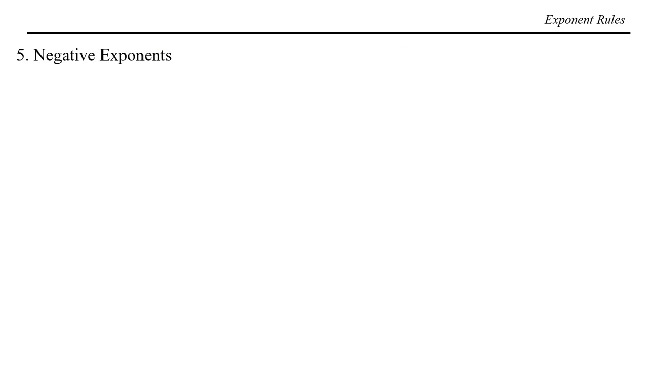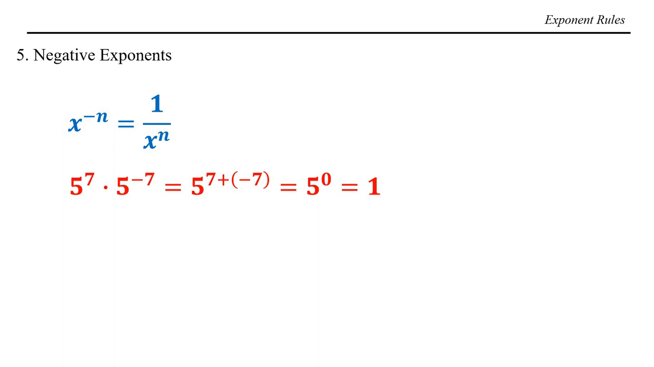Our next rule is the negative exponents. So if we had x to the power of negative n, that would be equal to 1 over x to the power of n. So let's just work through this one and show why it is true. If we had 5 to the power of 7 times 5 to the power of negative 7, using our product rule, we would have 5 to the power of 7 plus our negative 7, which would be equal to 5 to the power of 0, or 1.